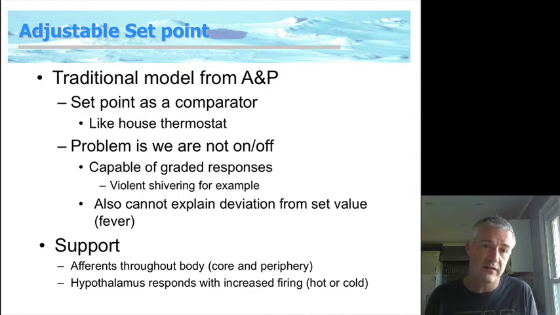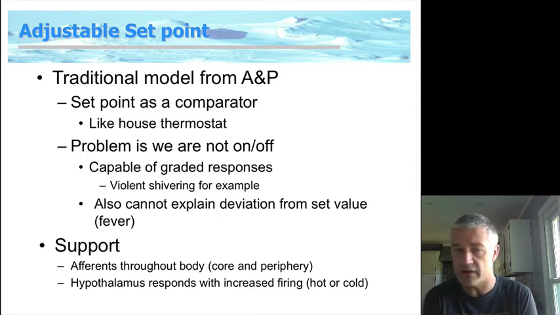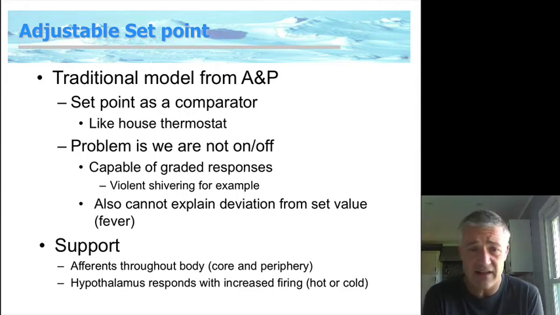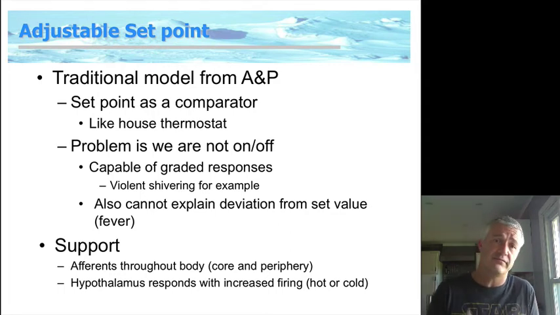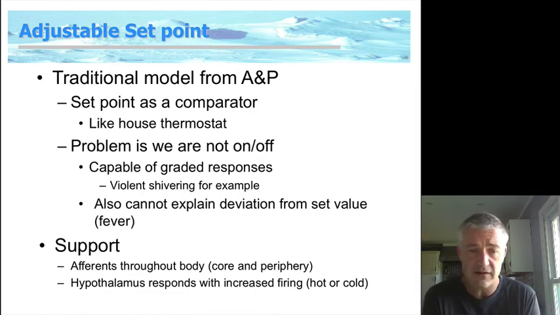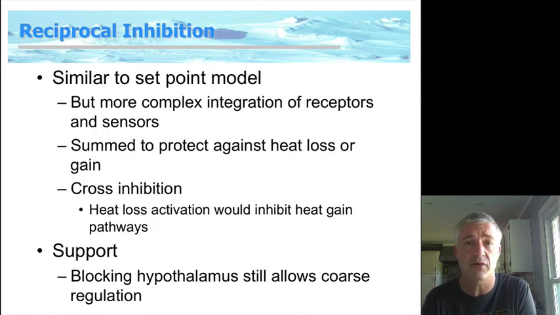The main issue with this is we have graded responses. You can shiver a little bit, you can violently shiver, you can sweat just a small amount, you can sweat a lot. This also is not very good at explaining how we can have that set point move a little bit with fever or steady state exercise activity, where you can have a temperature that is stable and above normal. Definitely there is some support for this. The hypothalamus does respond to hot or cold. There's definitely a lot of sensory nerves throughout the body, within the core and periphery, that can measure this. So there is some support for this model, but chances are it's a little bit more complex than that.